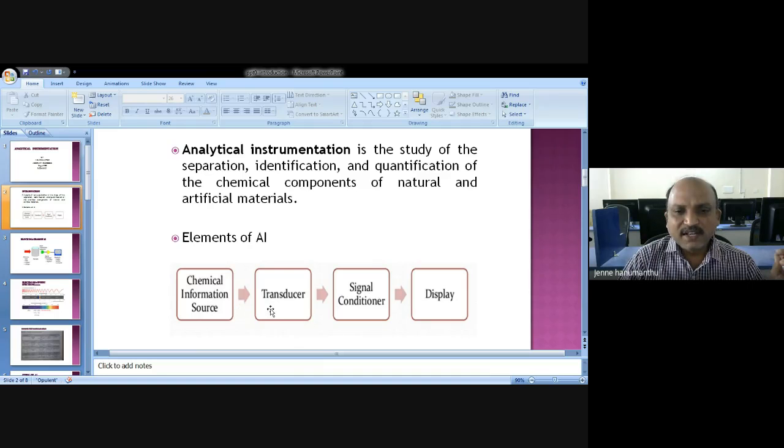So when the transducer accepts the chemical input or any chemical source, what is the main function of this transducer? You are familiar with this word transducer. What is a transducer? A transducer is a device. It converts one form to a suitable form. Generally, if it is an electrical transducer, it converts non-electrical signals into electrical signals. So that is a form of electrical transducer.